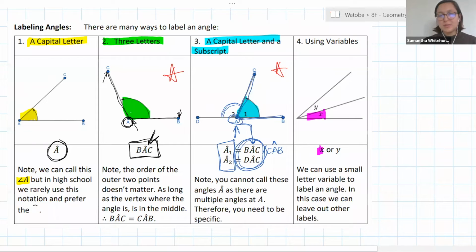So sometimes we are nice and we give you the variables and the numbers and all the rest of it, and it's easier to label, but not all of the time. So just have a look at your diagrams when you're given them and make sure that if you have lots of angles at the same point, you know how to label it if it's necessary. Sometimes it won't be, but if you do need to refer to a specific angle, we need to know how to do that.